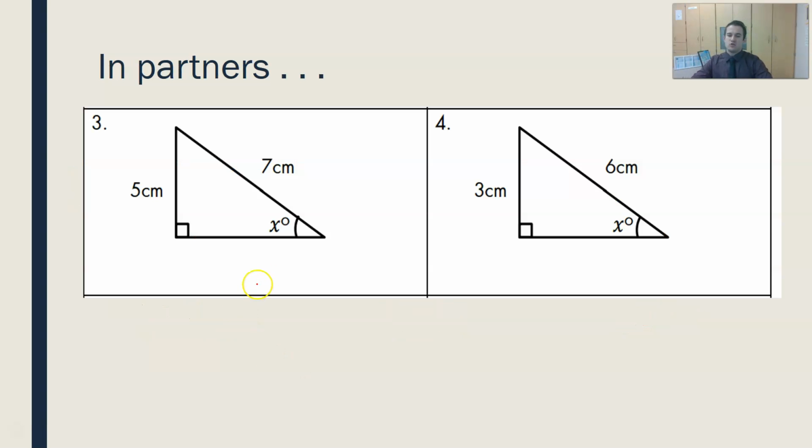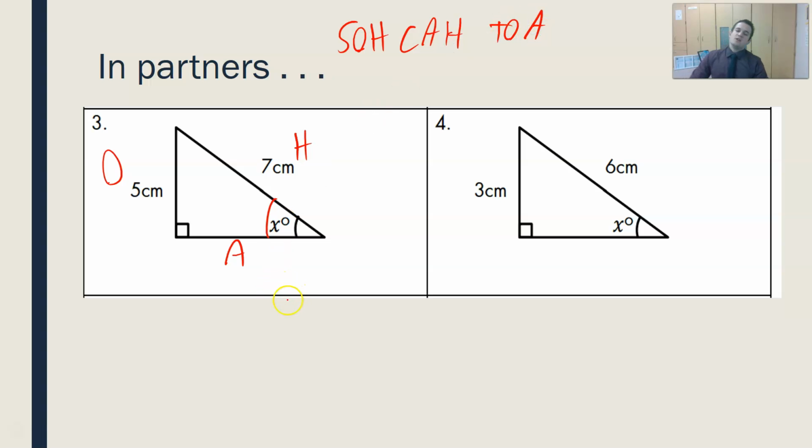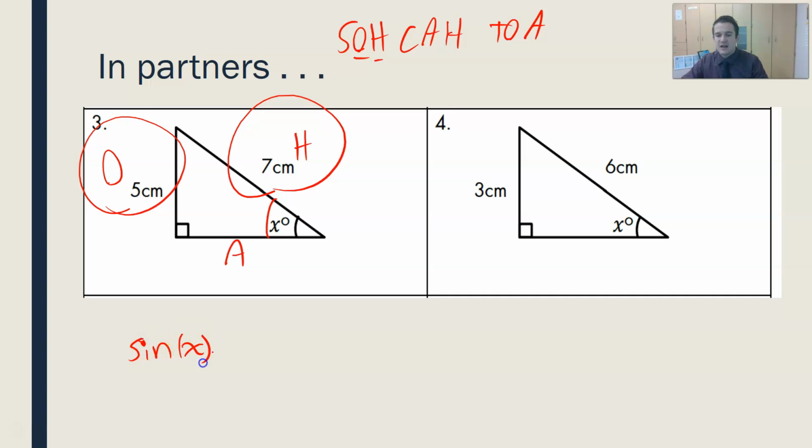Let's do one more with a triangle. So say I'm looking at this angle right here. Let me label this side as opposite, hypotenuse, adjacent. Let me write SOHCAHTOA up here at the top so we can remember what we're dealing with. So which trig function am I going to use if I have my opposite and hypotenuse sides here? Well, opposite and hypotenuse sides, that's going to be sine. So sine of angle x is equal to opposite over hypotenuse, or 5 over 7.